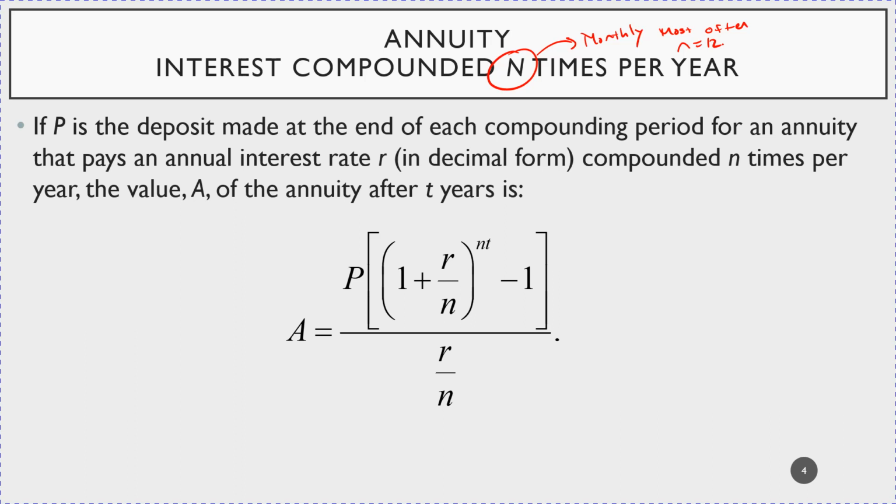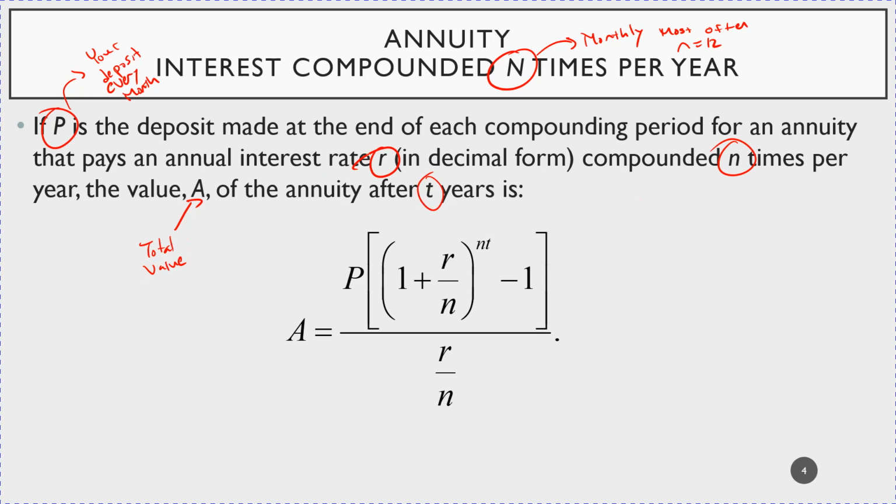Here is the formula. P is the deposit made at the end of each compounding period, so P is how much you put into the bank, your deposit every month. It's made for an annuity that pays an annual interest rate R, compounded n times per year. The value A is the total value of the annuity after T years.